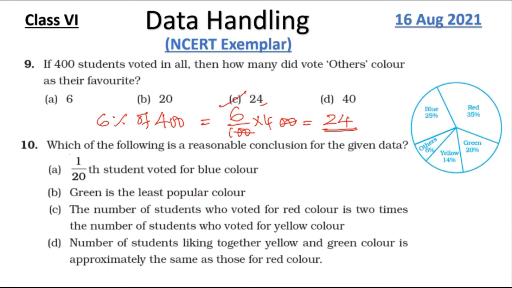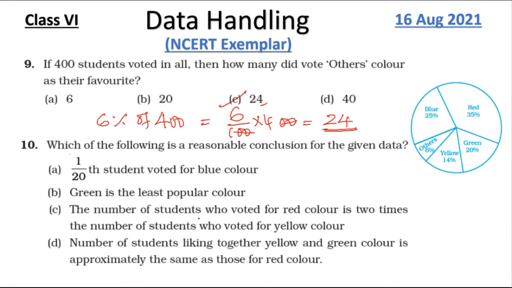Question 10. Which of the following is a reasonable conclusion for the given data? 1 by 20th student voted for blue color. Green is the least popular color. The number of students who voted for red color is 2 times the number of students voted for yellow color. The number of students liking together yellow and green color is approximately same as those for red color.